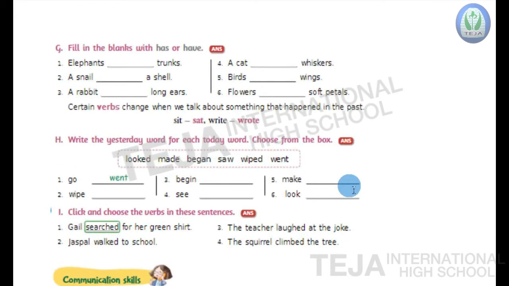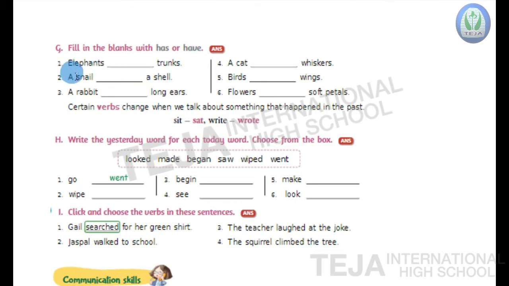Okay. Now, based on the same concept, here in bit G, children, fill in the blanks with has or have. So the word has is used only with the singular form. When we talk about one person or one thing, we use has. And have is used when we talk about more than one person or more than one thing. And also with letter I and the word you, have is used. Okay. Now, let us complete the fill in the blanks, children.